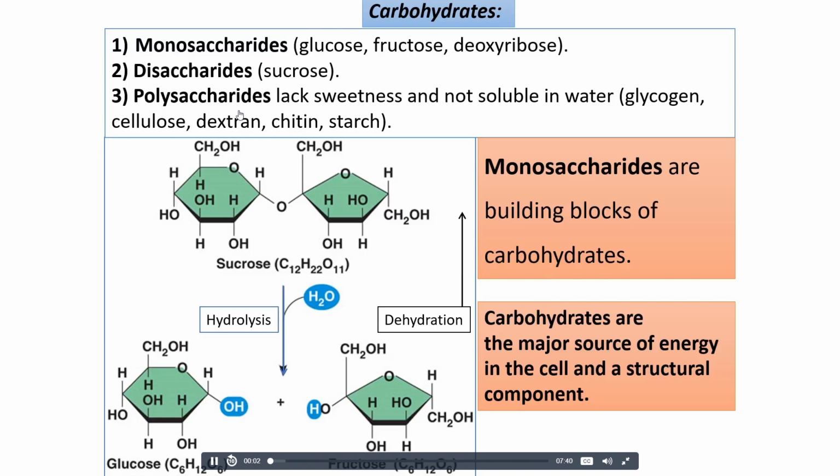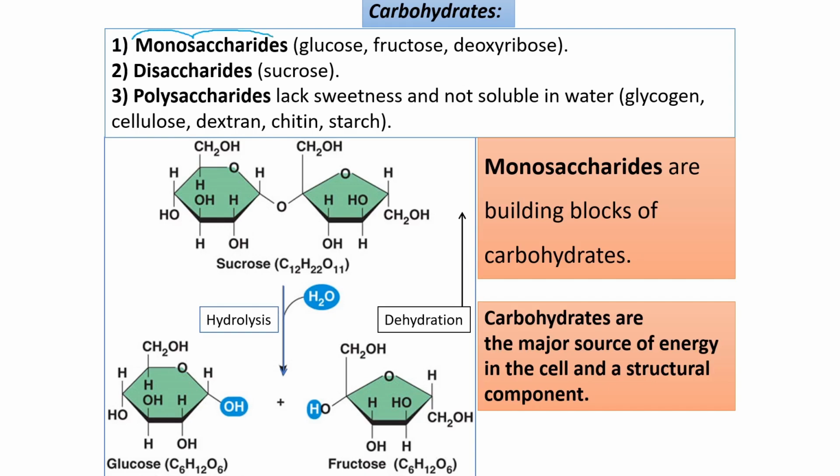We will talk about carbohydrates. So we have a total of 3 types of carbohydrates: monosaccharides, disaccharides, and polysaccharides. So mono means one. Monosaccharide examples are glucose, fructose, and deoxyribose.